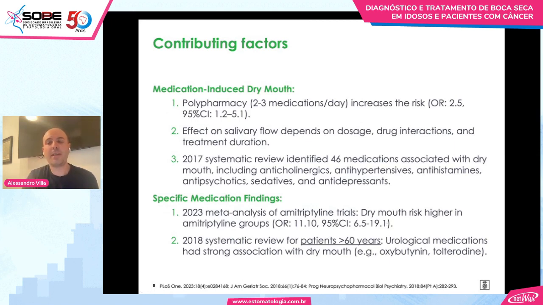I like to give you an idea of the risk, and numbers always help understanding how morbid a specific condition is. There have been several papers published over the past 5 to 10 years that looked at all the studies on dry mouth, and one specifically looked at the number of medications that may increase the risk of dryness. And when a patient is receiving 2 or 3 of these medications, the risk of developing dry mouth is 2.5 times higher compared to a patient that is not on these drugs.